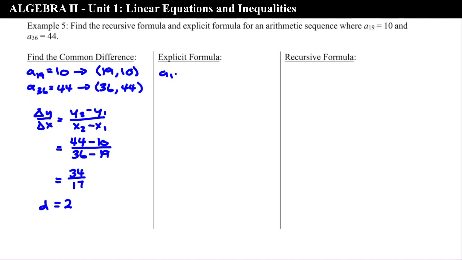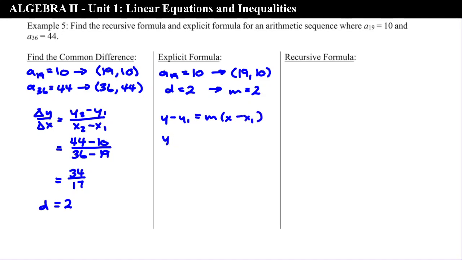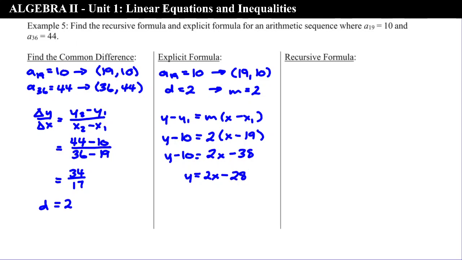Well, now we have a point, because a term gives us a point. A sub 19 equals 10 is 19, 10, as we just said. You can use the other one if you want, but we only need one of them. Our common difference, as we just found, is 2. Well, that's our slope. So now all we have to do is go into y minus y sub 1 equals m times x minus x sub 1. Y minus our y sub 1, which is 10, equals our slope, 2, times x minus x sub 1, which would be 19. So we just do a little bit of quick math. Y minus 10 equals, distributing, 2x minus 38. Then, adding 10 to each side, y equals 2x minus 28. And that is our explicit formula.